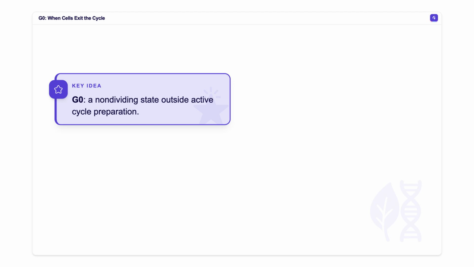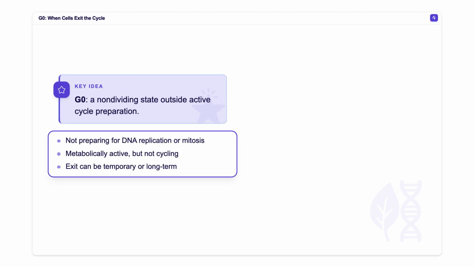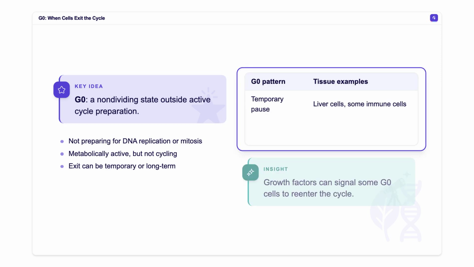Cells do not always keep moving toward division. G0 is a non-dividing state, meaning the cell is outside active preparation for DNA replication and mitosis. A cell in G0 is not dead or inactive. It can still do its normal job, use energy, make proteins, and respond to its environment, but it is not cycling toward division.